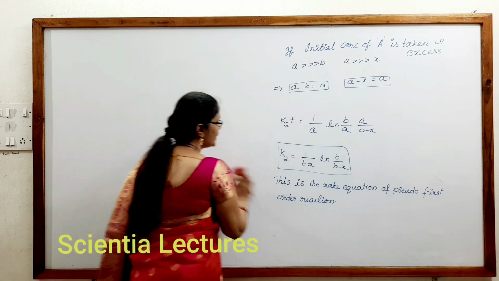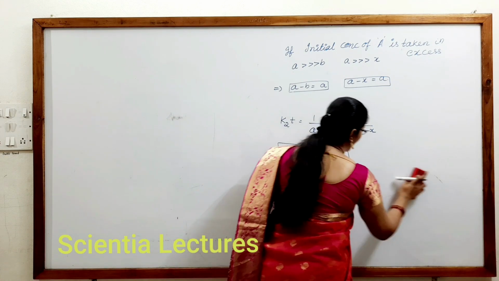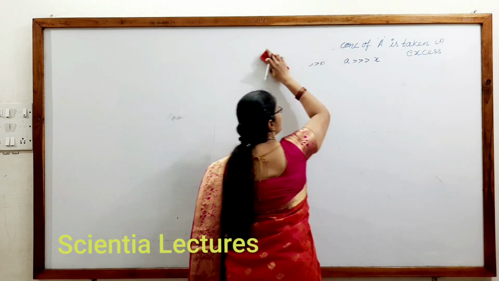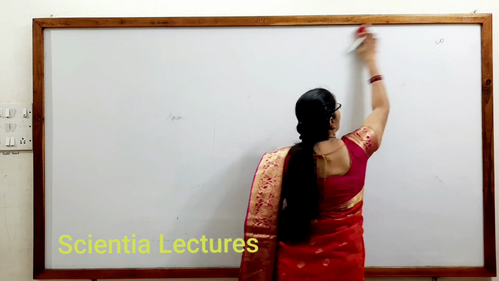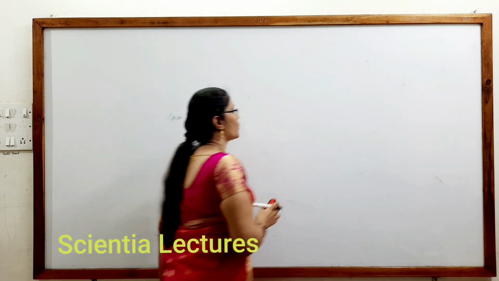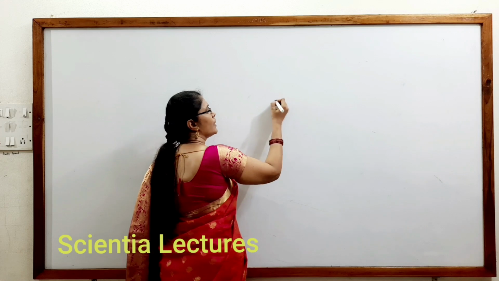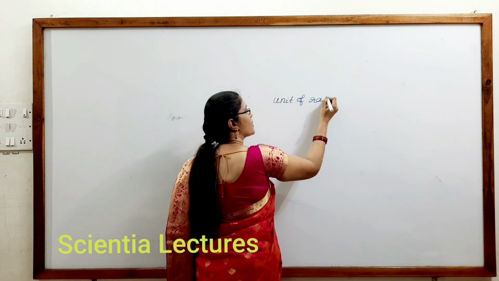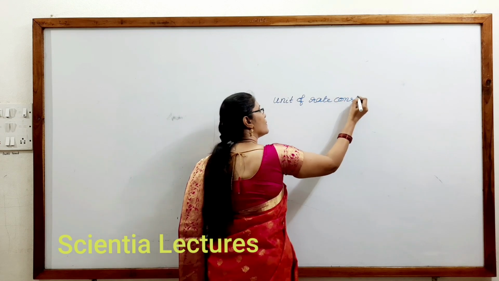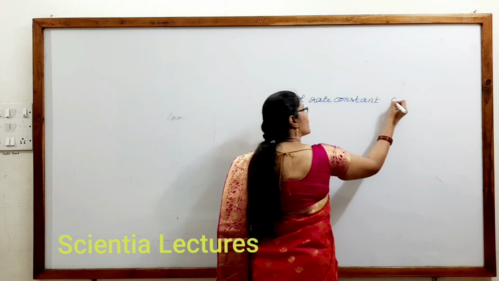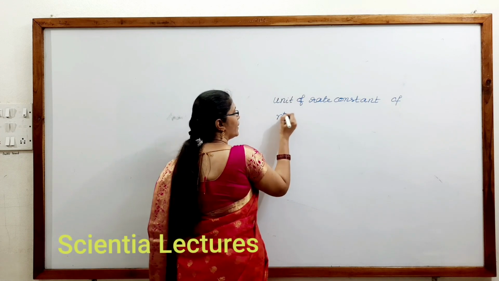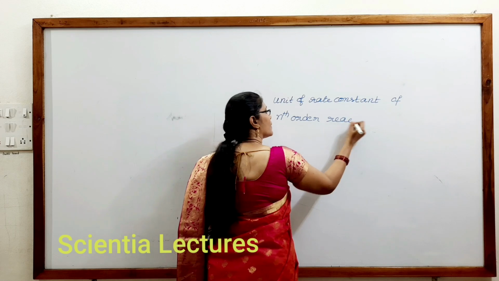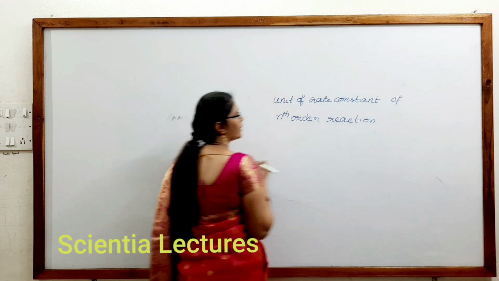Now, what is the unit of rate constant of a second order reaction? This also we have already discussed and derived for nth order, and in the same way we will check that. What is the unit of rate constant of nth order reaction? What we will get here for an nth order reaction?